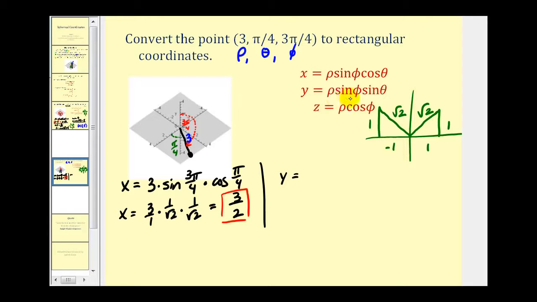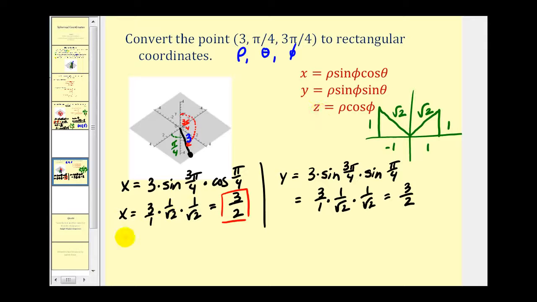Y is going to equal rho times sine phi times sine theta, so 3 times sine 3 pi over 4, times the sine of theta, or the sine of pi over 4. We can use these same reference triangles, so y is going to equal 3 over 1 times sine of 3 pi over 4, which is going to be 1 over square root 2 again. We found that before. And now we have the sine of pi over 4, opposite over adjacent, 1 over square root 2. So it looks like the y coordinate is also 3 over 2.